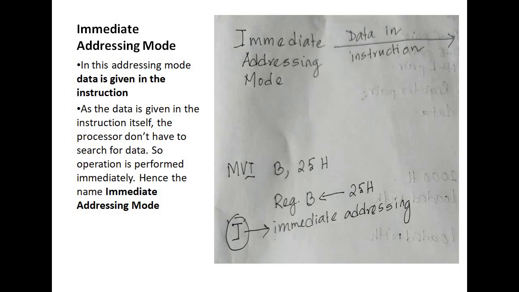That is why this addressing mode is called immediate addressing mode. Understood? Because the operation gets performed immediately, because the data itself is given in the instruction. You don't have to search for the data. As soon as the processor fetches the instruction from the memory, it sees that the operand is given in the instruction itself, and it performs the function given in the instruction. That is why it is called immediate addressing mode. You will get it clear when I go to the example.